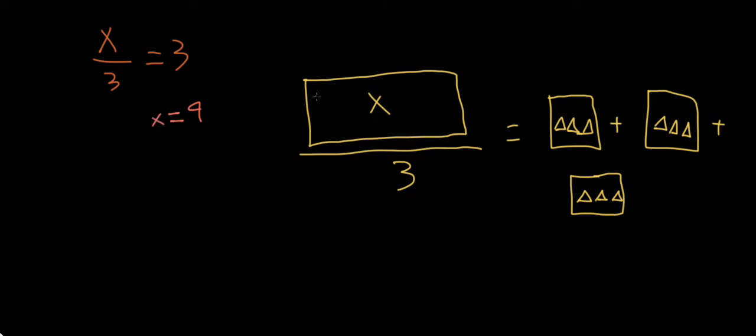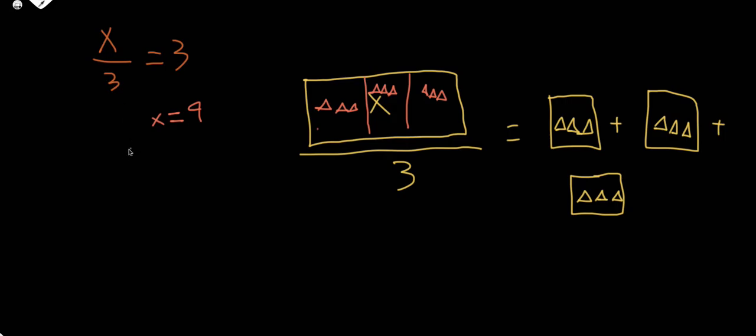We can think about it visually. There has to be 1, 2, 3 here, 1, 2, 3 here, and then 1, 2, 3 here, right? So as we divide this, we would get 3 chunks of 3 triangles. And now we can do the same thing we just did, just thinking about it, now with algebra.